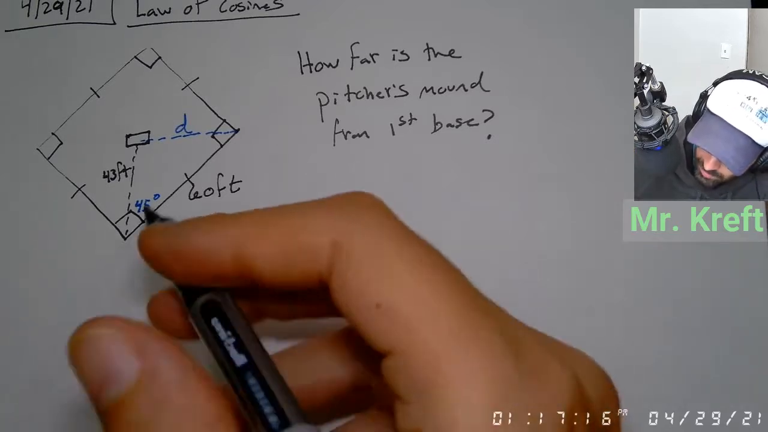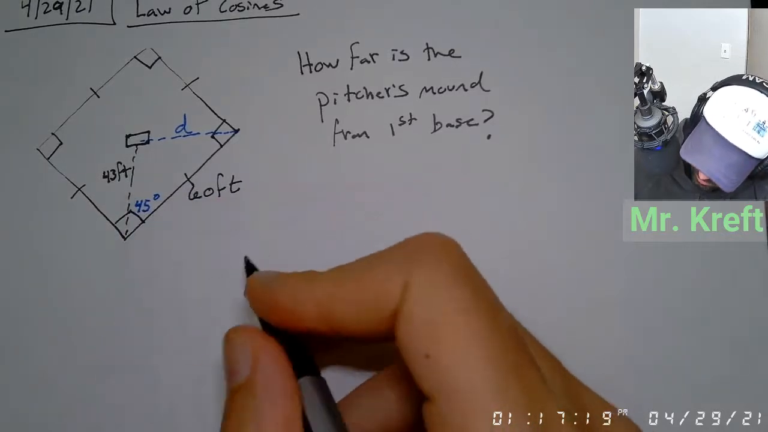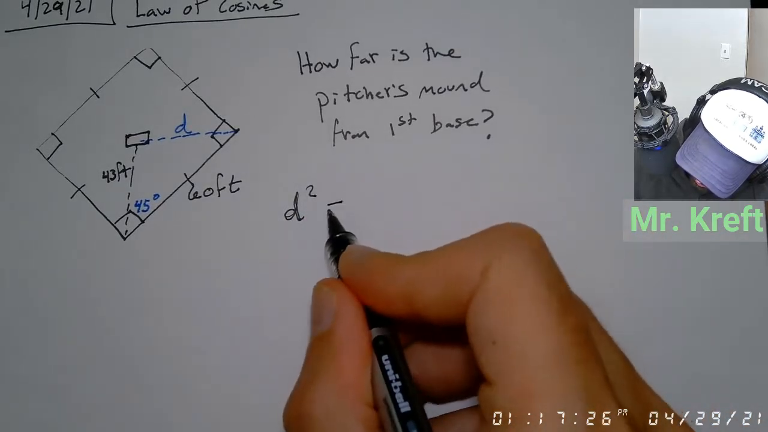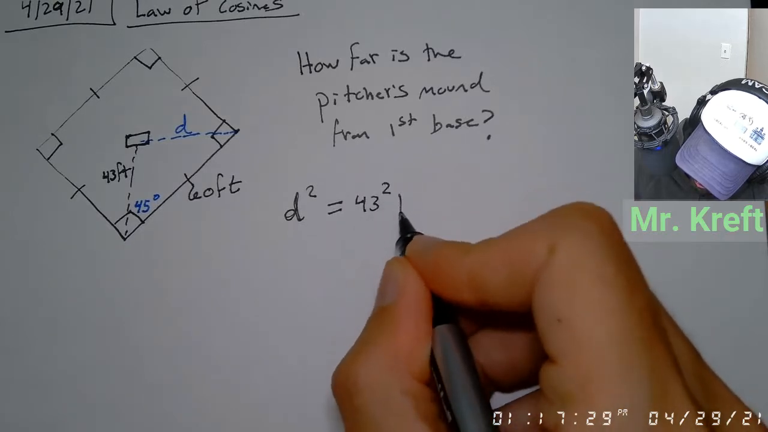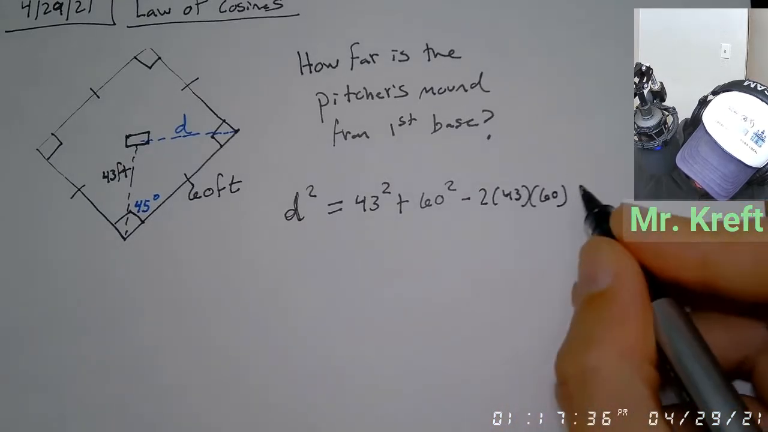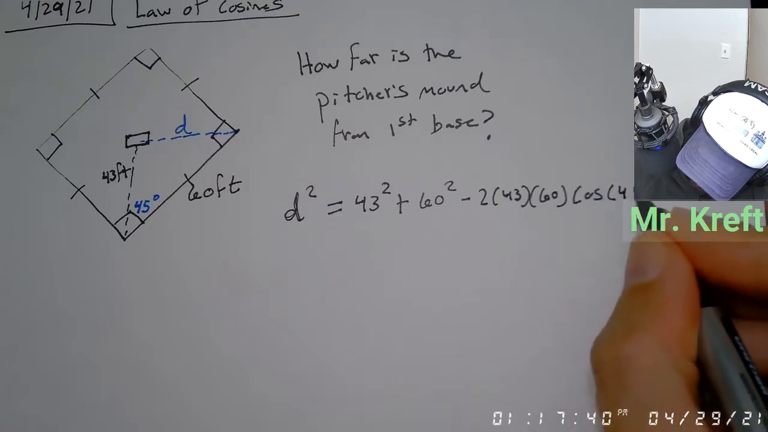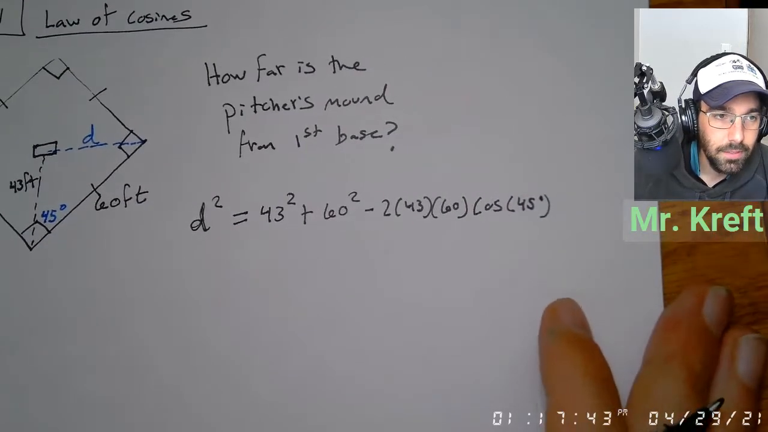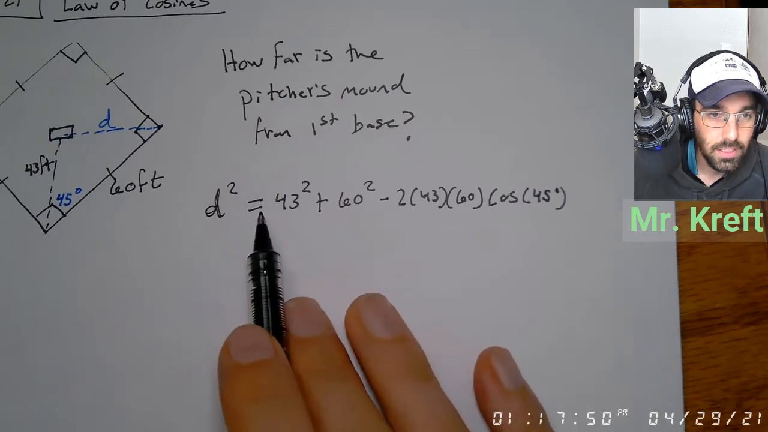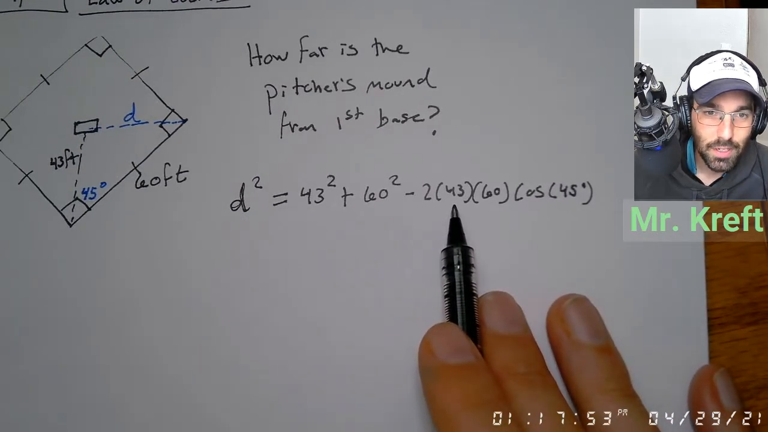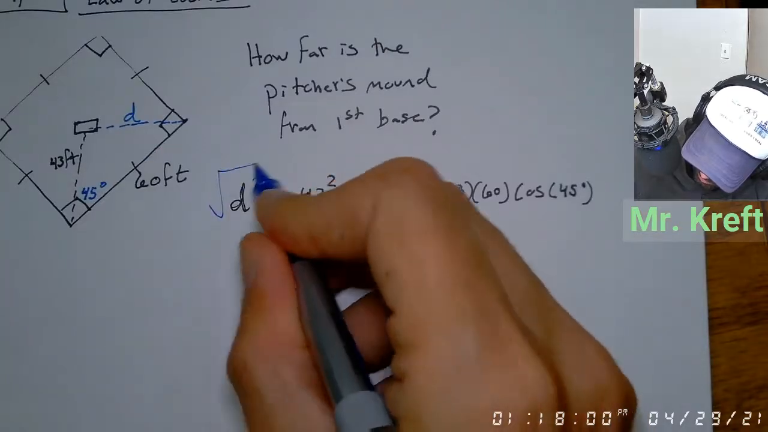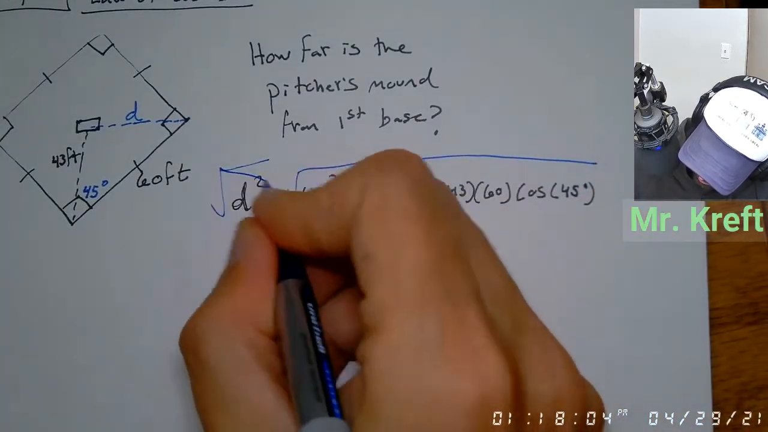All right. Let's take a look at this, guys. So again, this is a perfect case for law of cosines. So we can say that D squared is going to be 43 squared plus 60 squared minus 2 times 43 times 60 times cosine of 45 degrees. Just cranking this one out. So remember, when I take the square root of a square, I'm going to get plus or minus. So I'm just going to do this first, because I can do this all at once in a calculator.